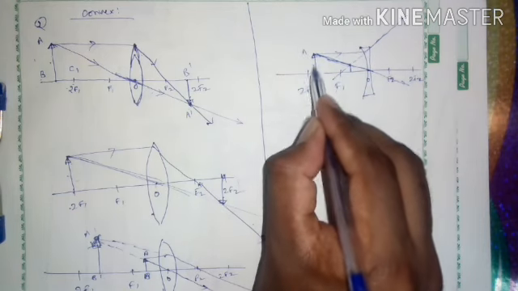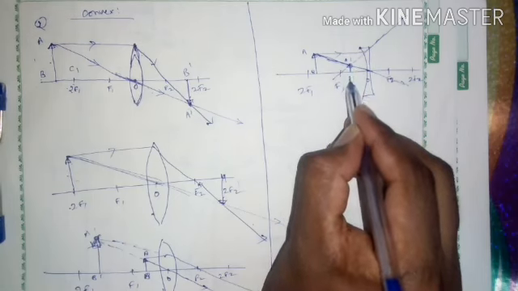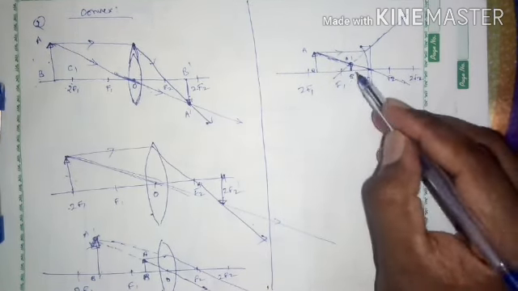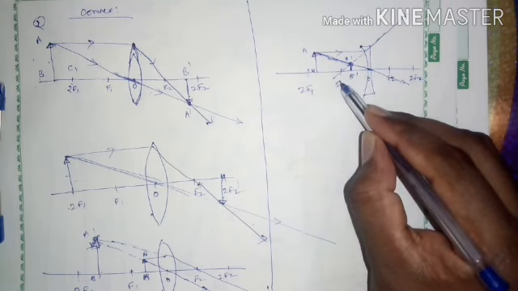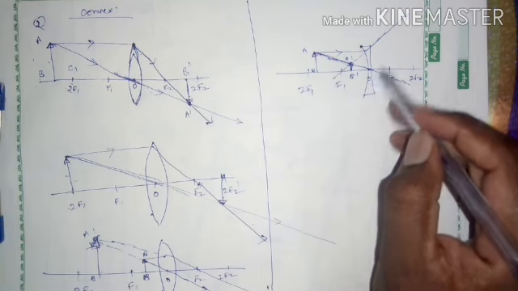So this is A, B, and this is A dash and B dash. This is virtual and erect. The image is formed between the optical center and F1. So this is in the case of concave lenses.